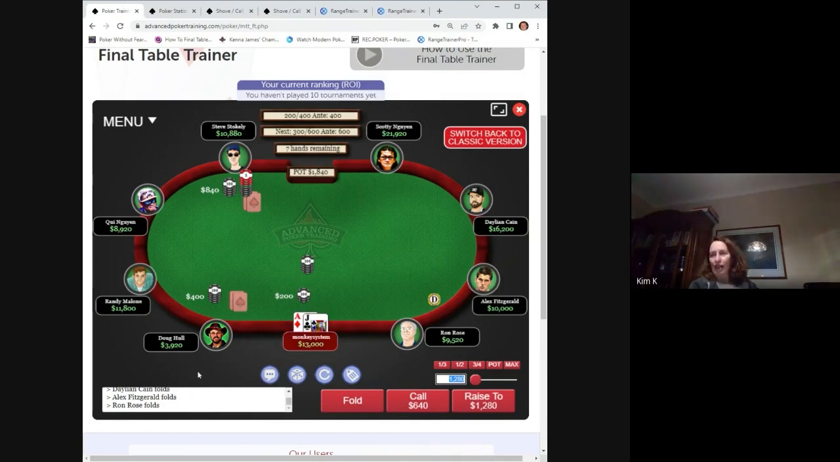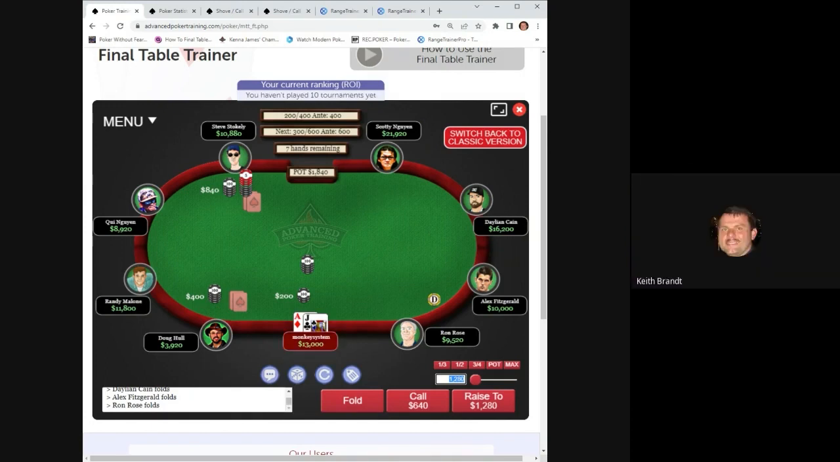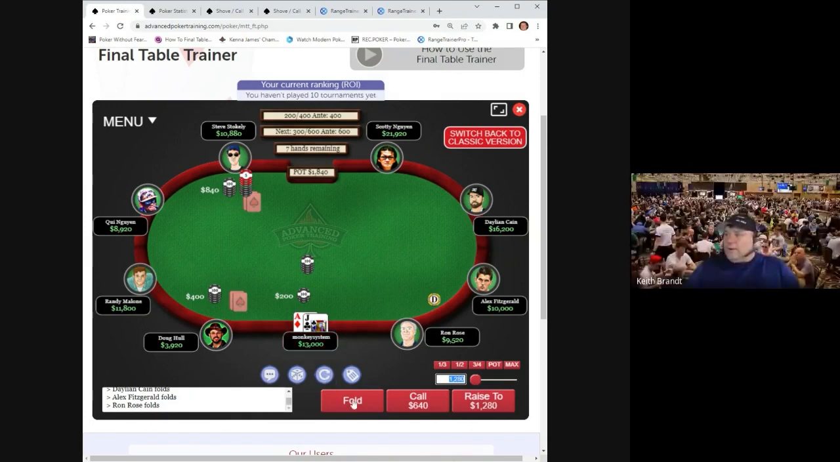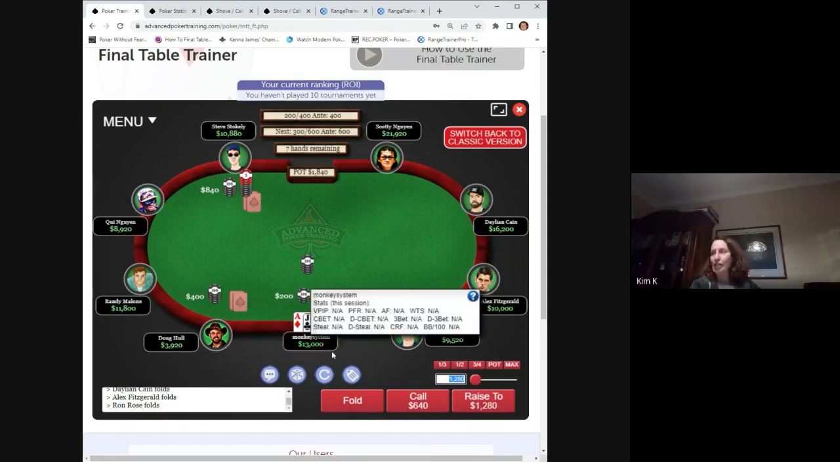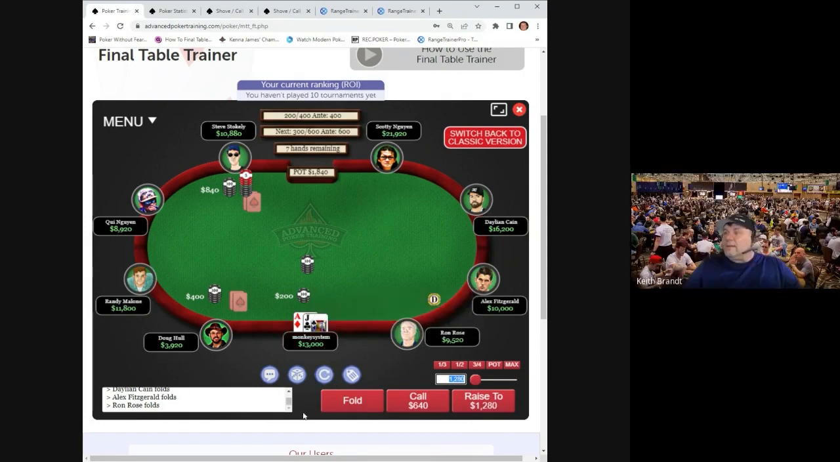But I don't know, ace jack offsuit. It's hard to fold these, but at the final table, you see guys folding these all the time. Yeah, this is not a great hand when you've got this ICM pressure.